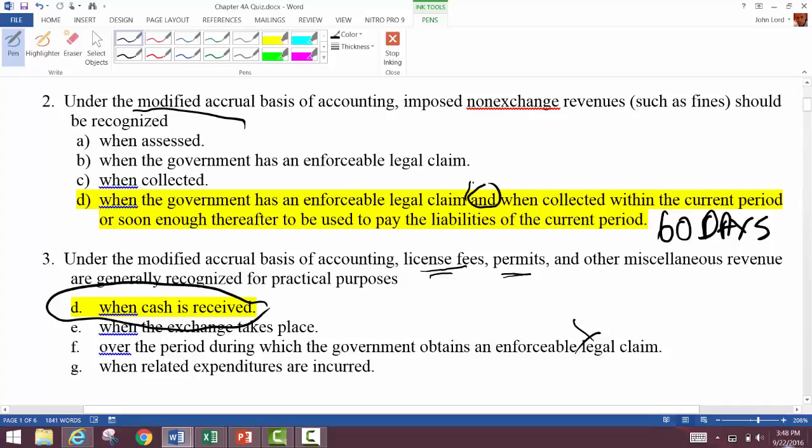We're going to have to what? We're going to have to tell you how many days, right? 60, 30, whatever it is, right? Okay, but remember, we add that collectability period into our consideration of modified accrual revenue, right? Okay, we don't deal with that with full accrual.